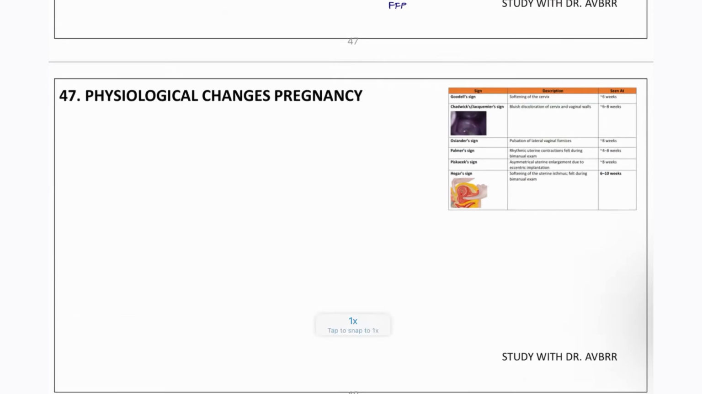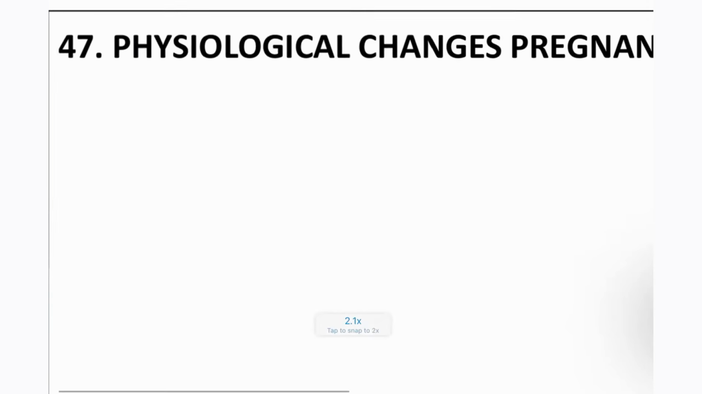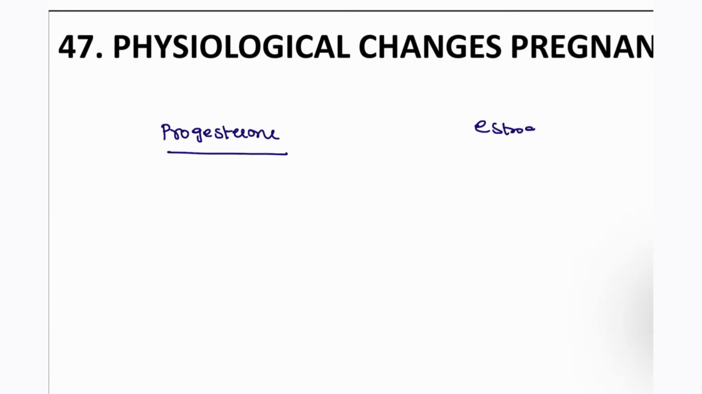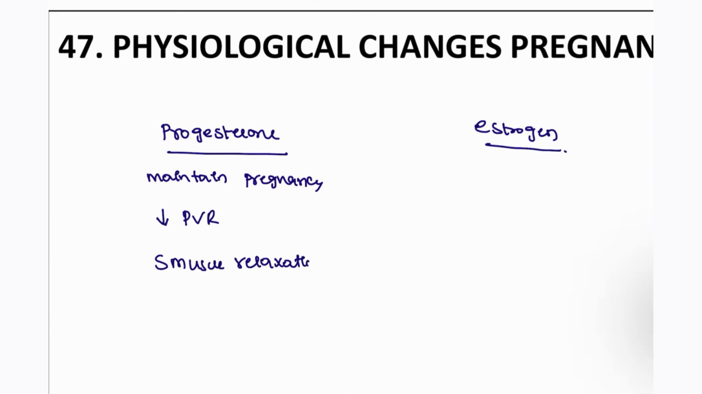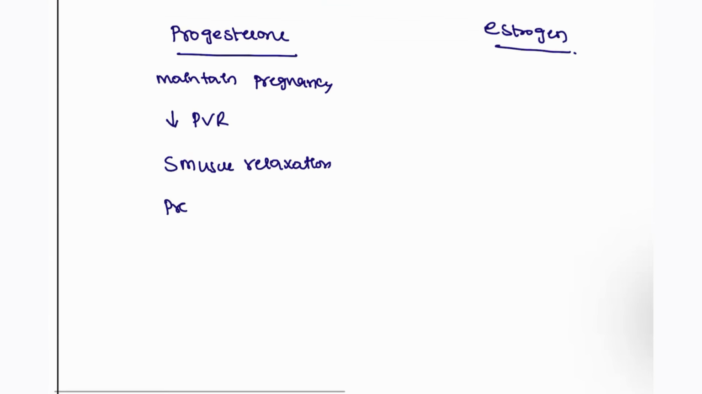Next, moving on to the physiological changes. When I say physiological changes, it is of two types. One is related to progesterone and the other is related to estrogen. Okay, so progesterone first maintains the pregnancy, decreases the peripheral vascular resistance, smooth muscle relaxation will be seen, and it will also prevent preterm labor.